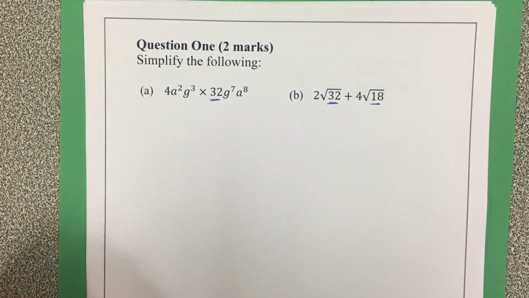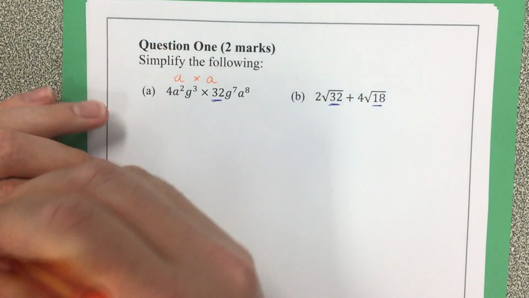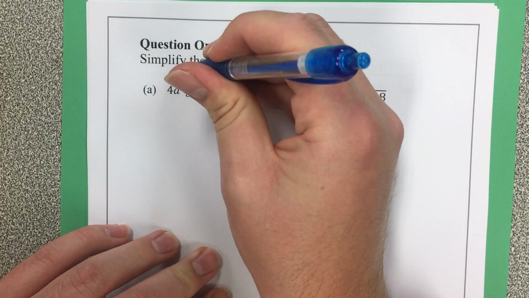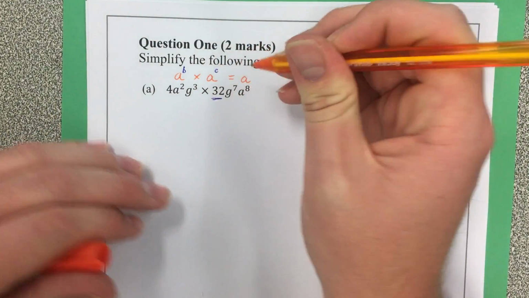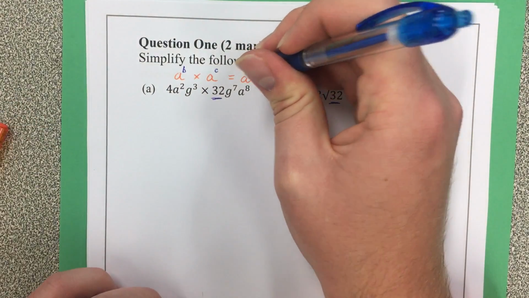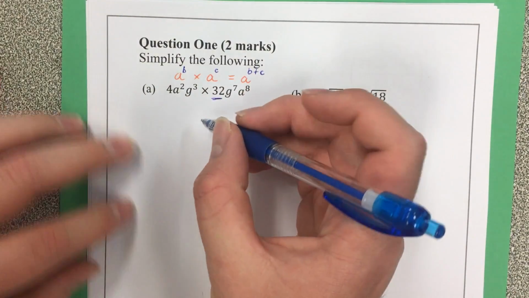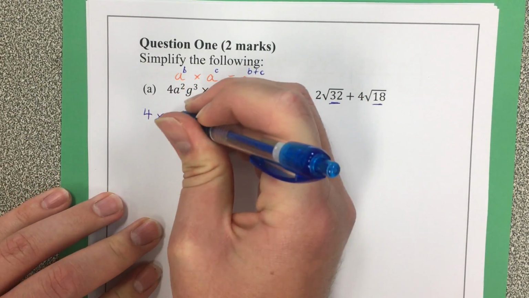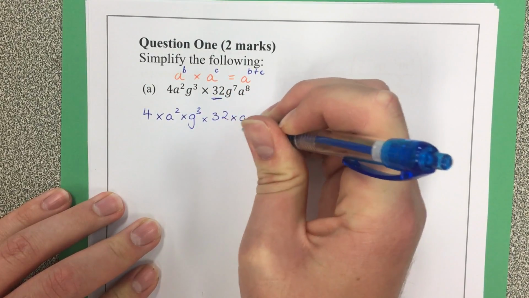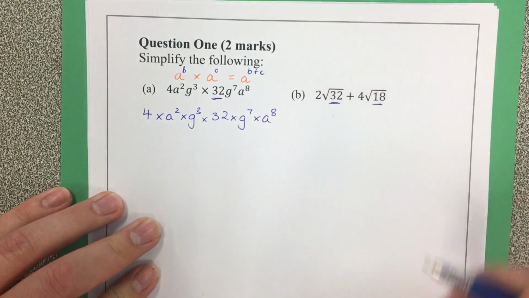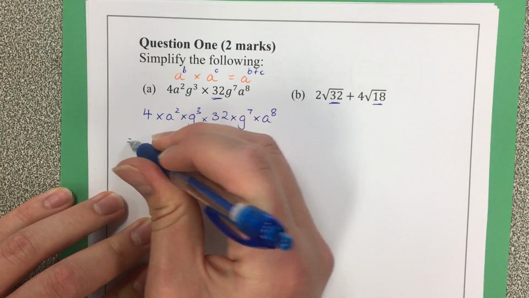So indices, you might remember adding indices is when you've got two bases that are the same, and you've got two different powers there, that you just go and add the powers. So this is what this question was assessing. So if I was to break this up, 4 times a squared times g cubed times 32 times g to the power of 7 times a to the power of 8. What I would need to do is group these terms together and then multiply.